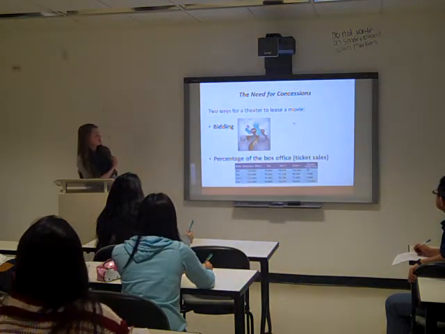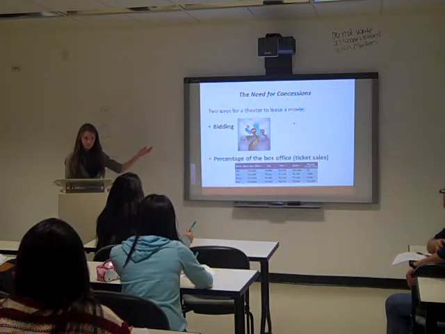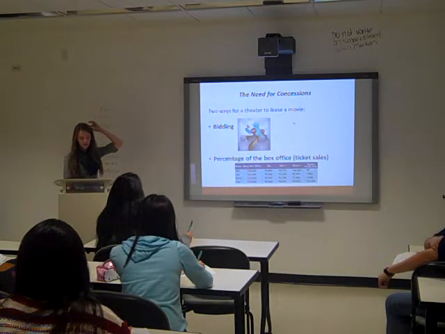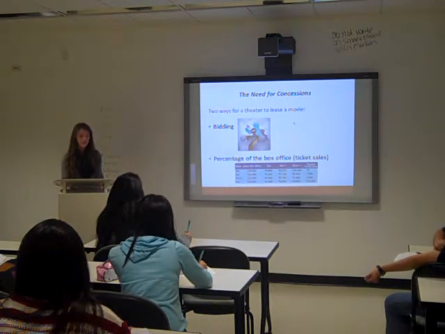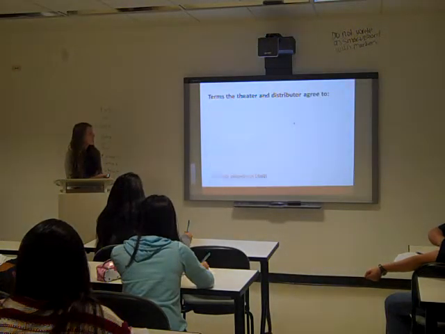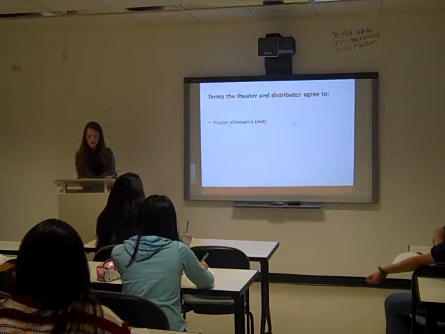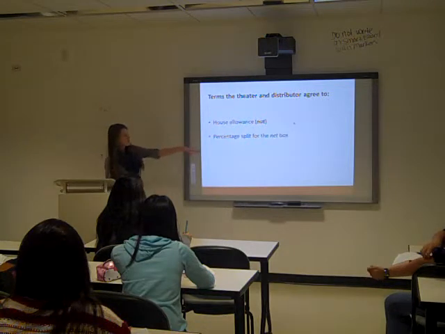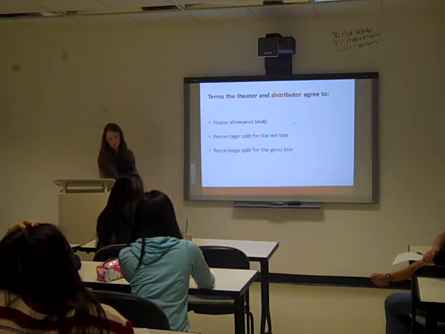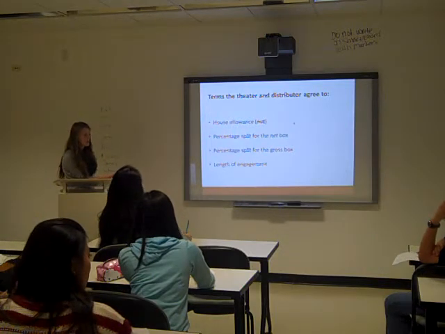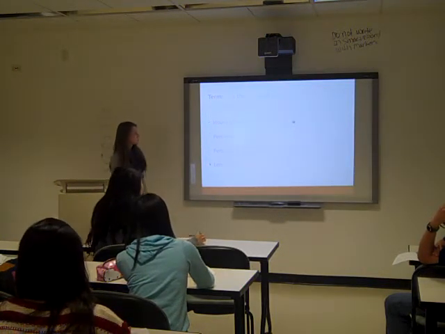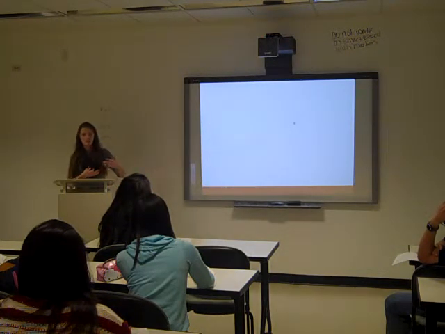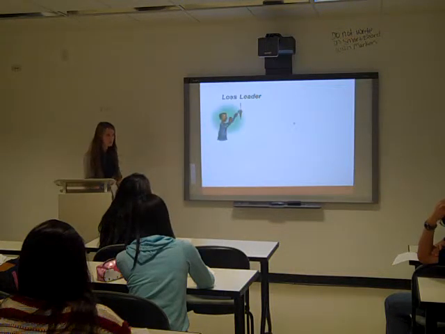The other way is a percentage of the box office, and most theaters and distribution companies use this one. In this sort of deal, the distributor and the theater agree to several terms. They discuss the house allowance, which means the expenses the theater uses, and they split the percentage for the net box and the percentage split for the gross box. They also discuss the length of the engagement. Sometimes you can see that a movie is held over, which means they decide to extend the lease agreement.